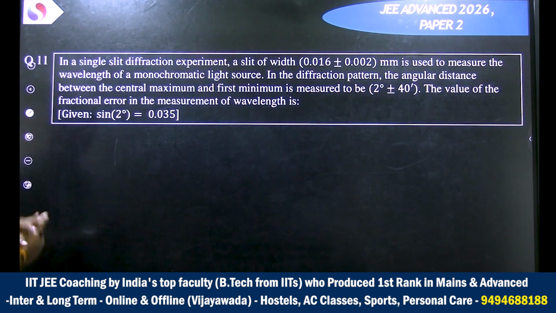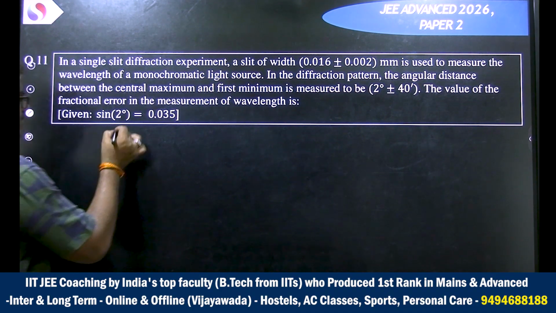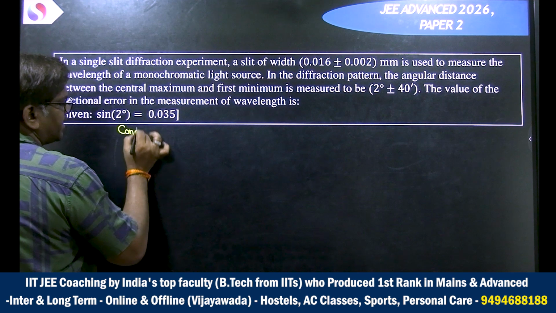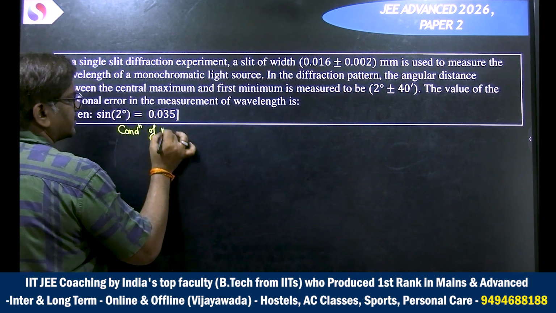Okay, question number 11. Single slit diffraction experiment. They are using the diffraction first minima. In a single slit diffraction experiment, a slit of width 0.015 plus minus so and so is used with monochromatic light of a given wavelength. In the diffraction pattern, the angular distance between the central maxima and first minima is given. So, the condition of first minima for diffraction.